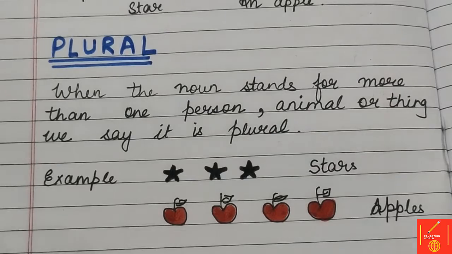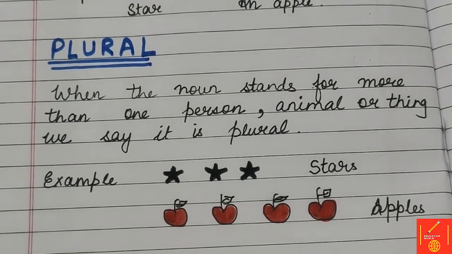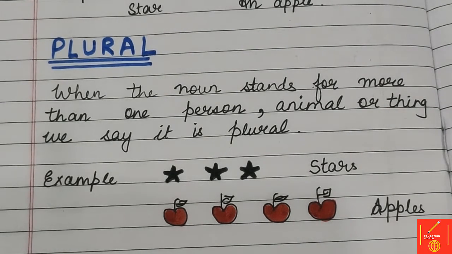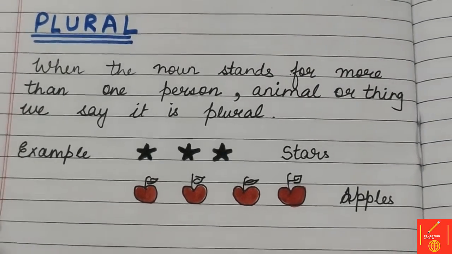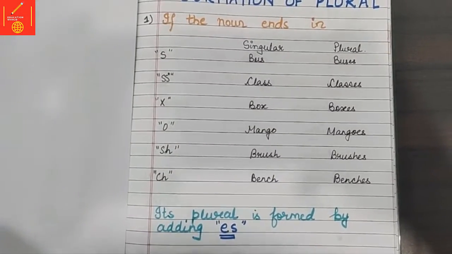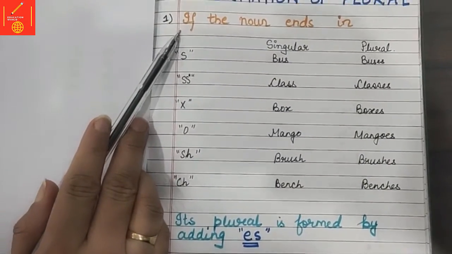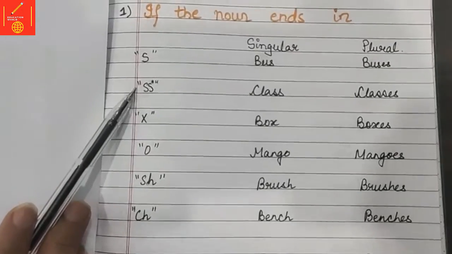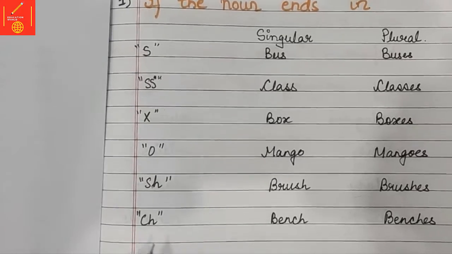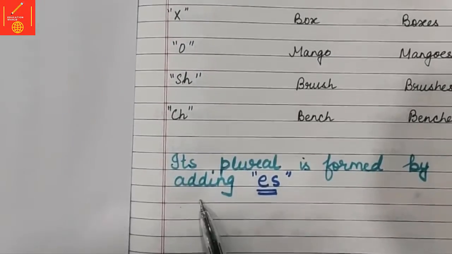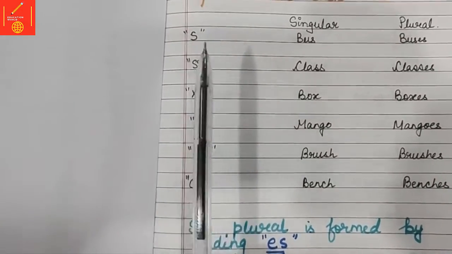Now, how do we come to know where we have to put S, IES or ES? There are certain rules which we need to follow. So first we'll find out what is the formation of plural. So let's discuss the formation of plural. The first rule says if the noun ends with S, double S, X, O, SH or CH, its plural is formed by adding ES. And how do we do that? Let's take an example of each case one by one.